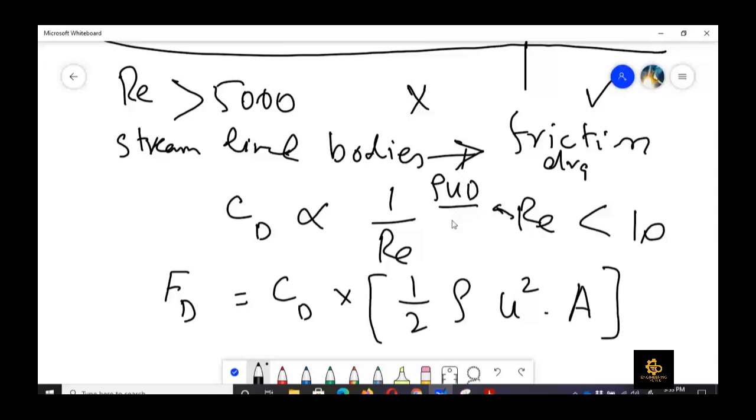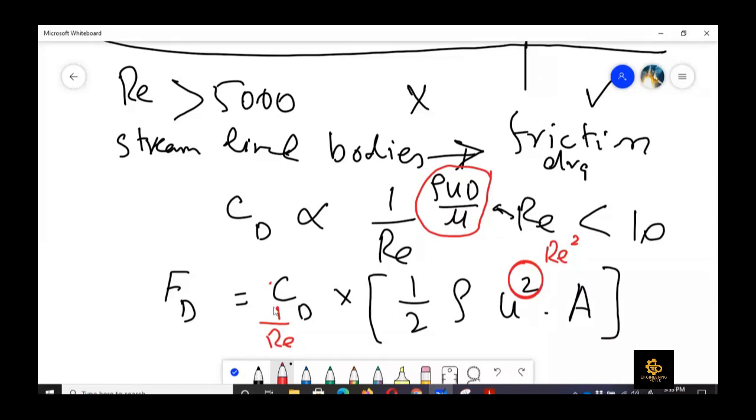Then there is one thing you need to see here. It is a square. If CD is decreasing inversely proportional, then instead of U square we can say it is Reynolds number square, and instead of CD we can write 1 upon Reynolds number. Is it clear to everyone? Because this is U square, we are talking about Reynolds number square, and CD is inversely proportional, so instead of CD I have put 1 upon Reynolds number.